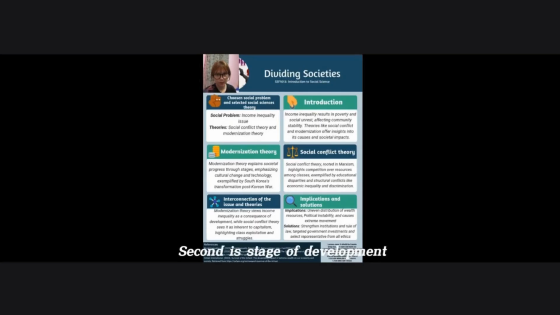Second is the stages of development. Societies move through stages of development, for example, Rostow's stages of economic growth, starting with subsistence economies and advancing toward high mass consumption. For example, modernization theory was applied to countries in Africa, Asia, and Latin America, like South Korea after the Korean War. South Korea implemented modernization strategies such as industrialization, education reforms, and investment in technology. By adopting Western-style economic and social policies, it transformed from an agrarian economy in the 1950s into a highly industrialized, developed country by the 21st century.